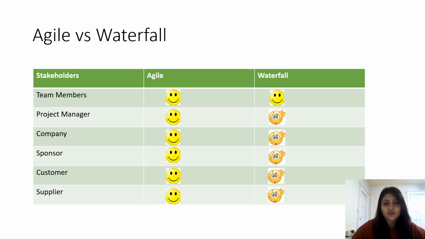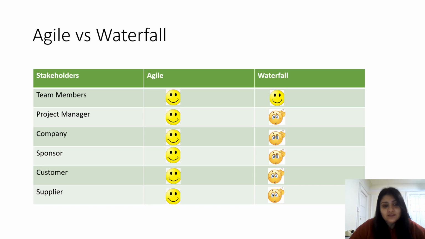Agile versus waterfall. At the start of my research, I was wondering why stakeholder management is always associated with agile, not with waterfall management. And here is the answer. I have considered different stakeholders for a software development project, such as team members, project manager, customers, company. In the agile process, you can see all the stakeholders are happy, but in the waterfall process, I feel the team members are happy independent of what method we are using. It is mostly dependent on the type of work they're doing, as well as the project manager.